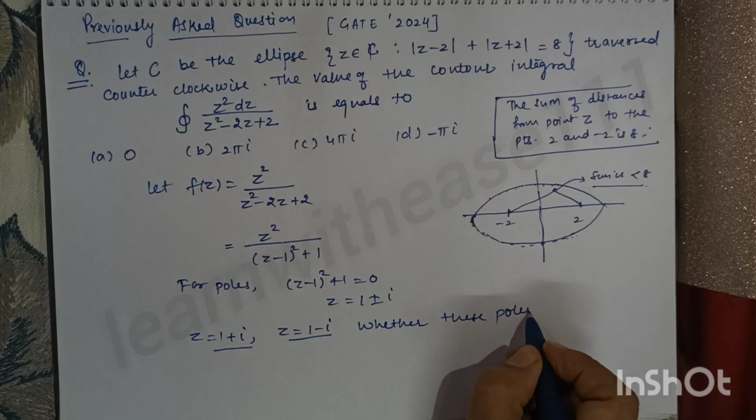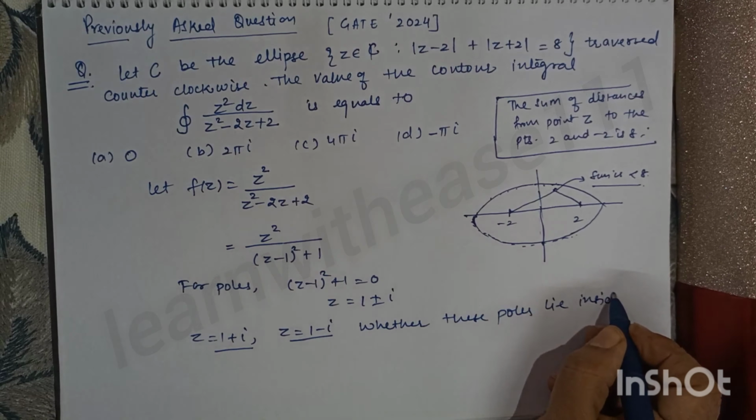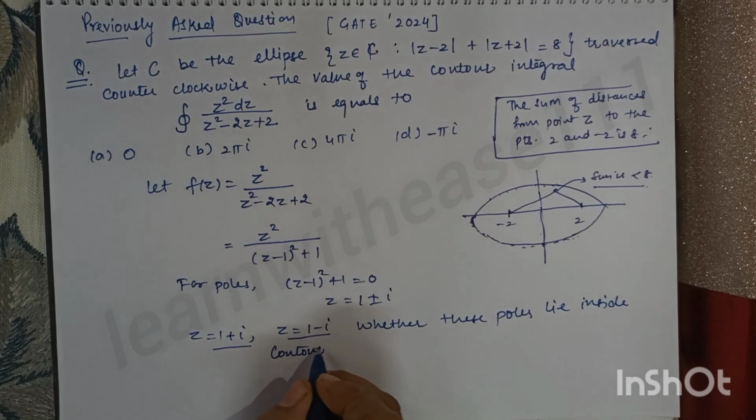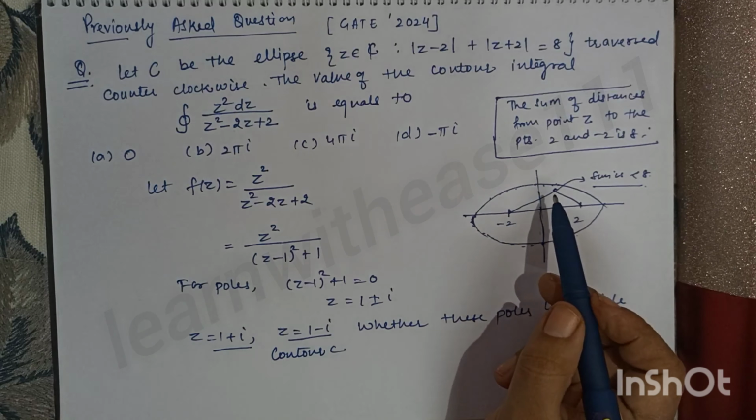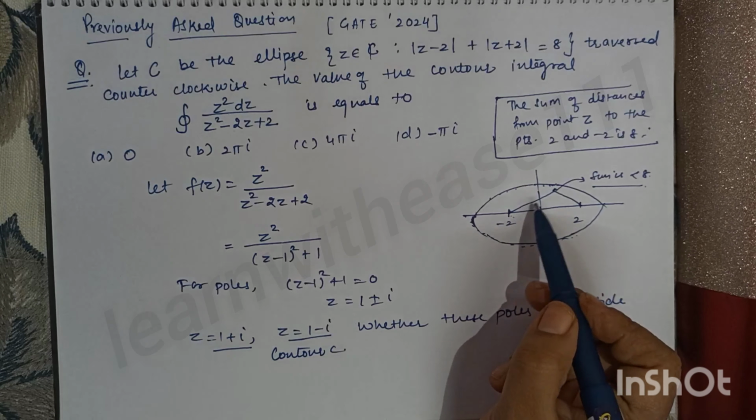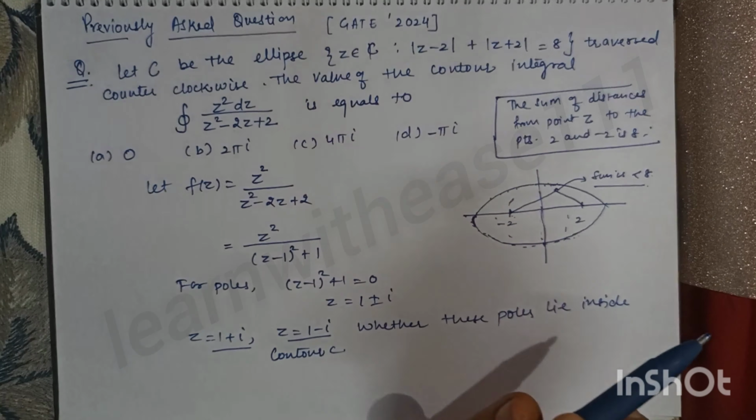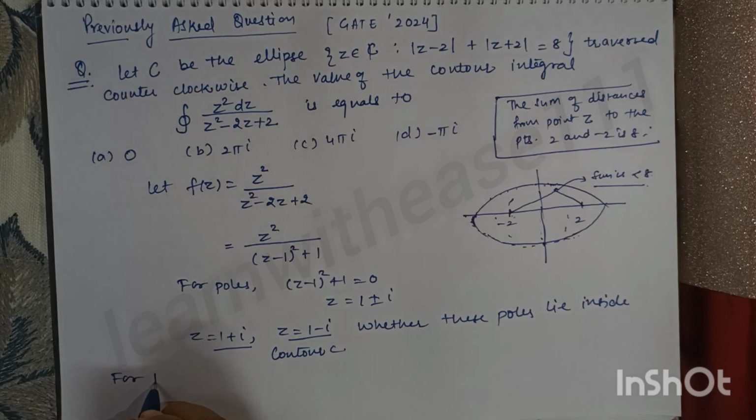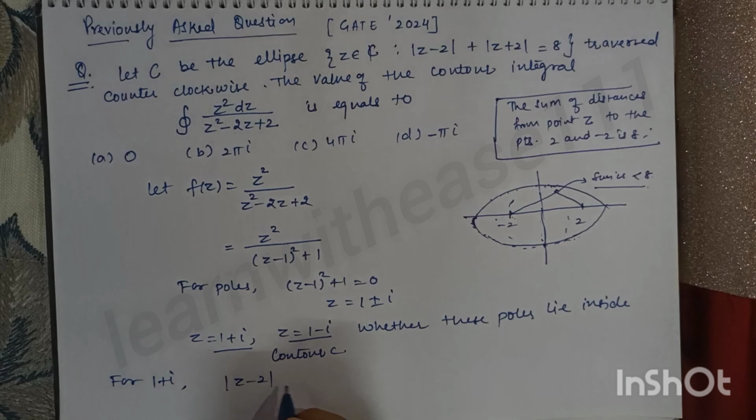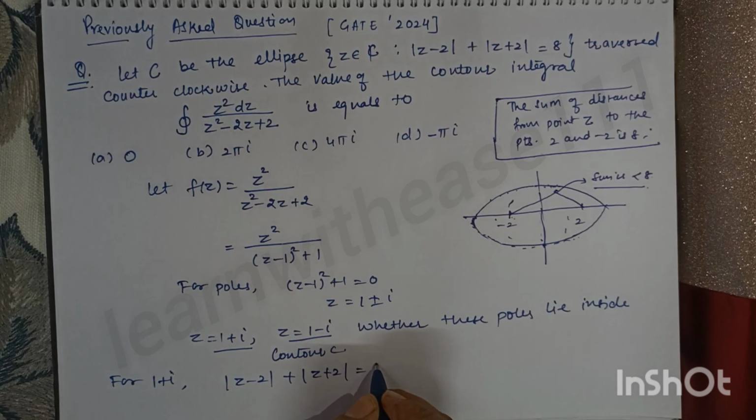Now we need to check whether they lie inside the contour or not. For this, we substitute the points one by one in the equation of the ellipse in place of z. If a point lies inside the contour, it will have a distance sum less than 8. So I'm substituting 1 + i in place of z.